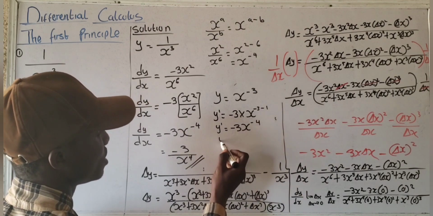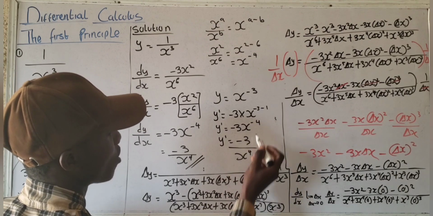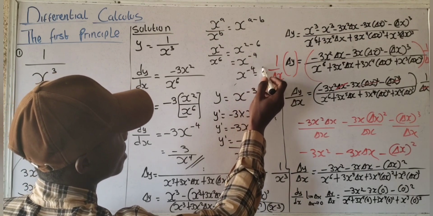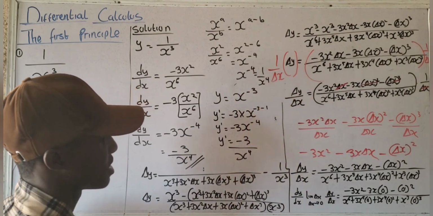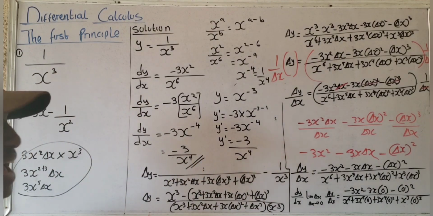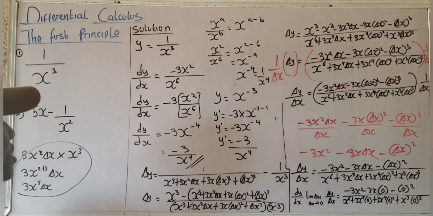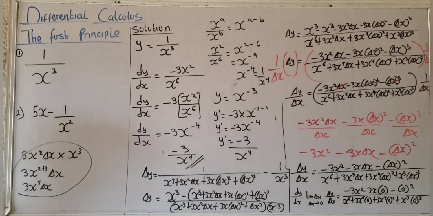You can see, so the derivative of y is negative 3 all over x raised to the power of 4, because x raised to the power of negative 4 can be written as 1 over x raised to the power of 4. You understand? So that is how I got this. So you can see that we still have the same answer. Hence, the solution to this question is correct. Okay, so you can see that we are done with the question.